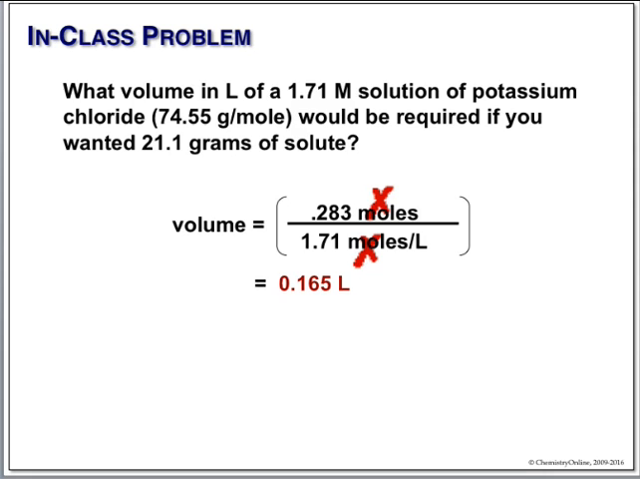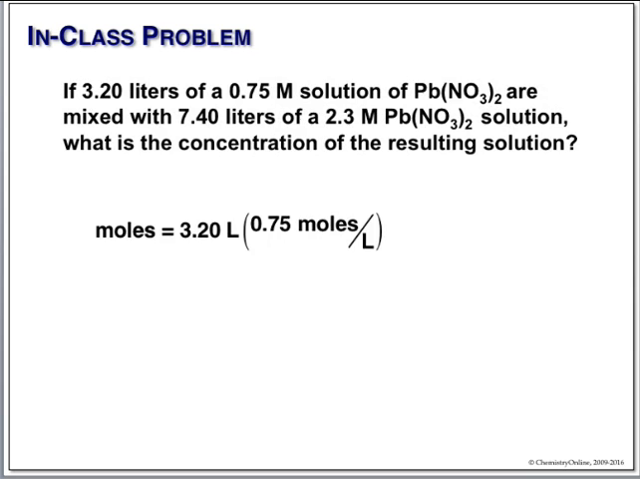I tell you what, let's just do this one. Here we're taking lead nitrate. Is lead nitrate soluble in water? Of course it is, because all nitrates are soluble, aren't they? All right. We have a concentration and a volume. We're going to mix this with 7.4 liters of 2.3 molar lead nitrate. So we have two lead nitrate solutions. They have different concentrations. We're going to take some of this, mix it with some of this. Still going to be lead nitrate, but what's our concentration?